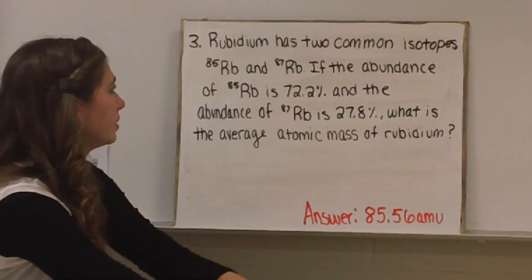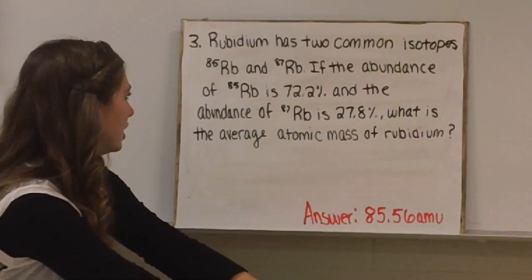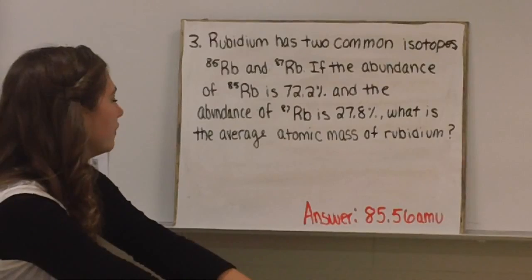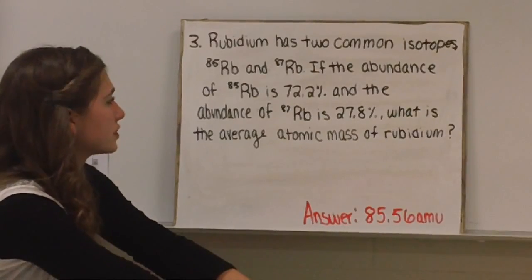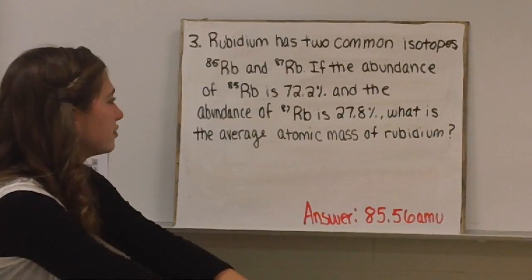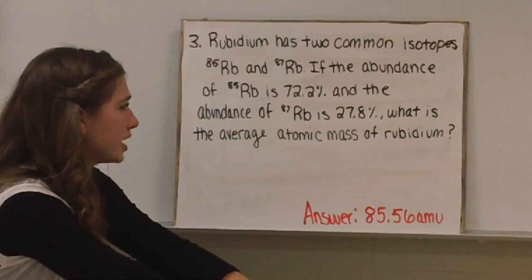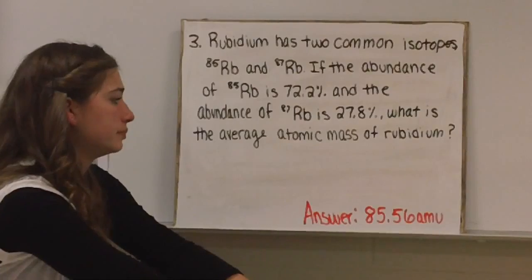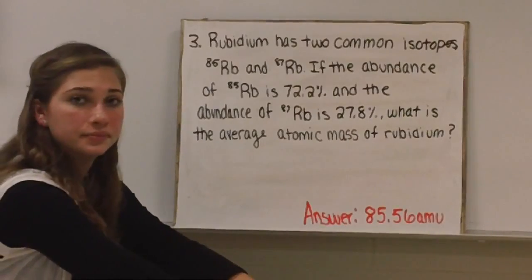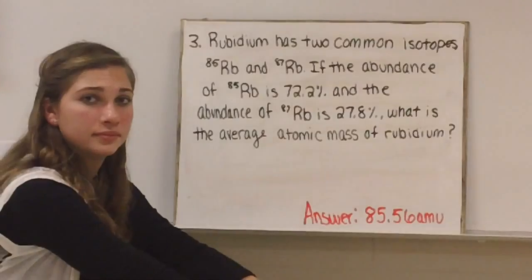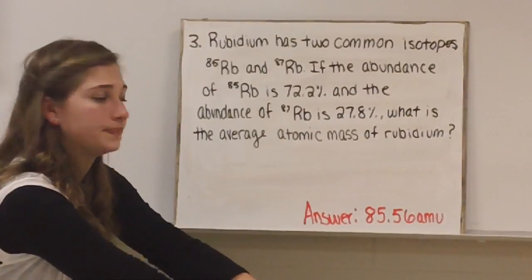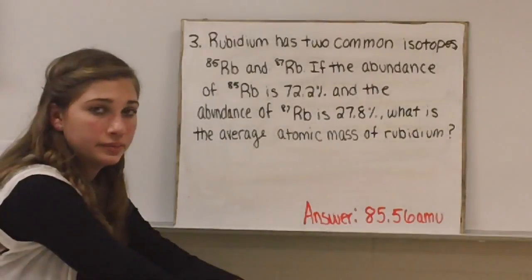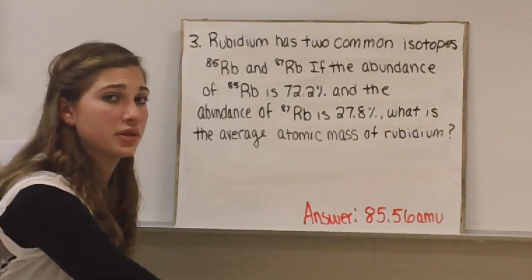Alright, rubidium has two common isotopes, 85Rb and 87Rb. If the abundance of 85Rb is 72.2%, and the abundance of 87Rb is 27.8%, what is the average atomic mass of rubidium? The answer I got was 85.56 AMU. Make sure you get the same answer. If you don't, come in with questions.